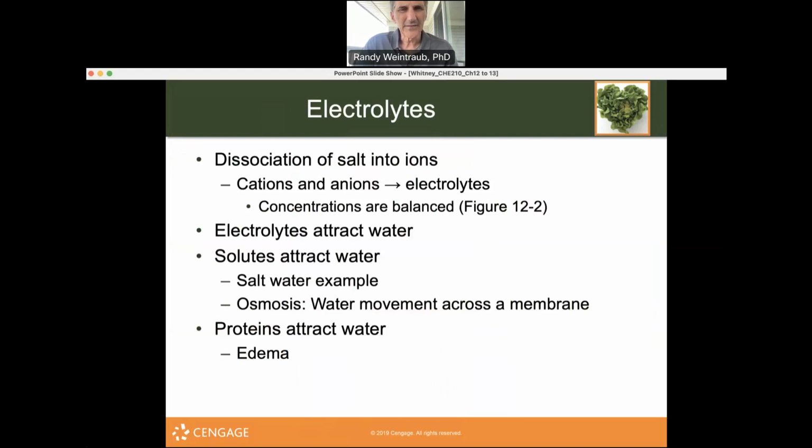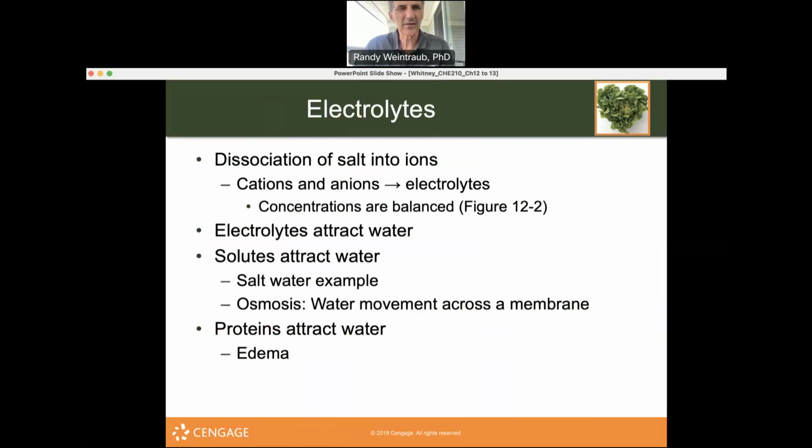Electrolytes, these are dissociated salts into ions. Ions are cations, which are positive, and anions, which are negative. These compose our electrolytes. And they are in certain concentrations, very important to keep certain concentrations inside and outside and in the bloodstream.